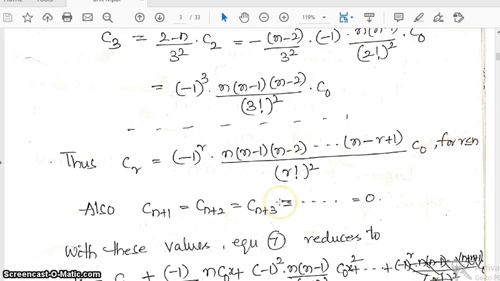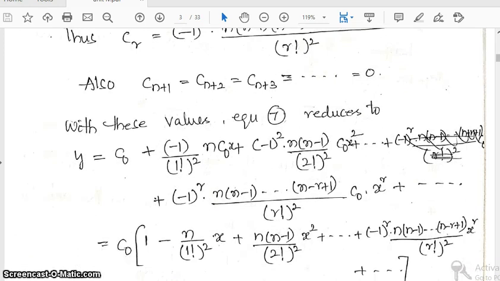If R is greater than n, then we will get C_(n+1) equal to C_(n+2) equal to C_(n+3) equal to so on 0, because if you take R equal to n+1, then it is n minus (n+1) plus 1, that is n minus n minus 1 plus 1. So the term gets cancelled, and we get 0. So if R is greater than n, C_(n+1), C_(n+2), C_(n+3), and so on, all the values are 0.